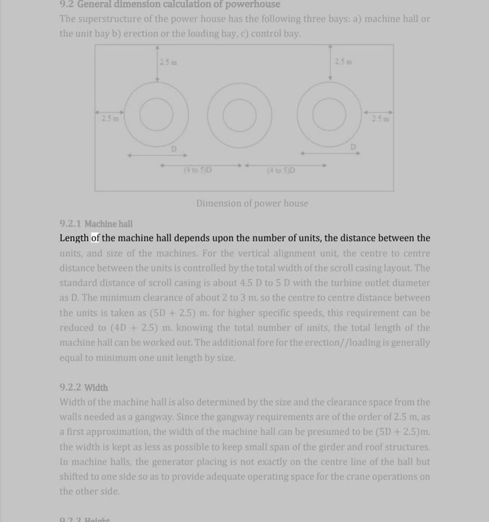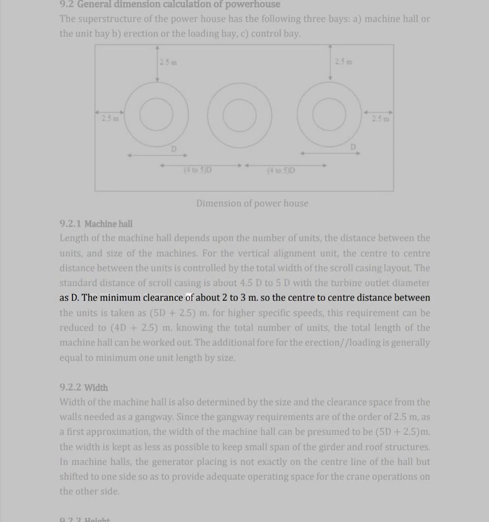9.2.1 Machine hall. Length of the machine hall depends upon the number of units, the distance between the units, and size of the machines. For the vertical alignment unit, the center-to-center distance between the units is controlled by the total width of the scroll casing layout. The standard distance of scroll casing is about 4.5d to 5d with the turbine outlet diameter as d.